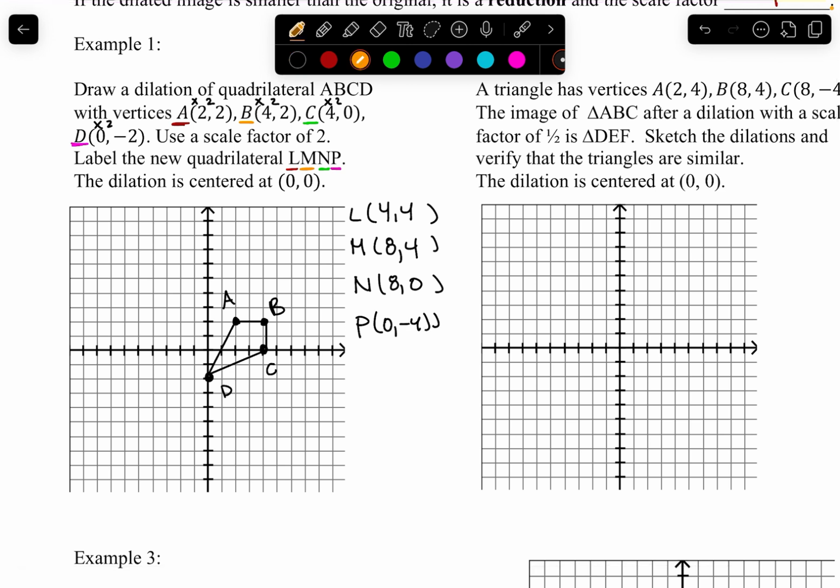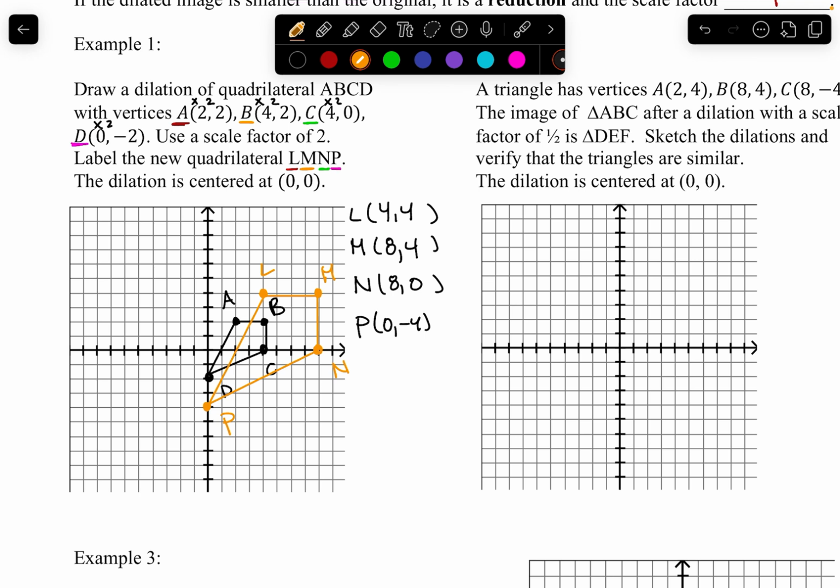So I'm going to do this in orange. So here is L. M is at 8, 4. There's M. N is at 8, 0. And P is all the way down here at 0, -4. Okay. Now, I'm going to go ahead and connect the dots. And hopefully we see our new image is approximately 2 times as big as our original image. Okay. That's a really good way to check.